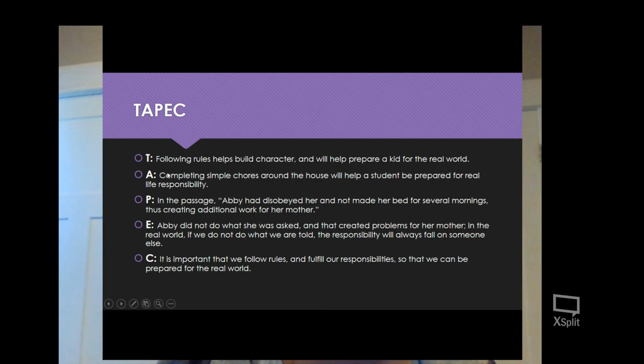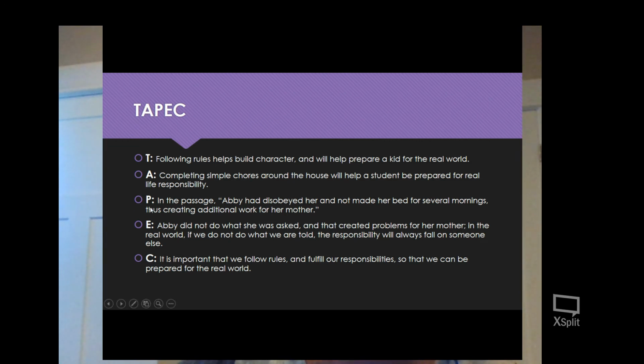So my main idea, right, is following rules helps build character and will help prepare a kid for the real world. Plain and simple. That's my overarching, simple topic. Now here's my assertion. Completing simple chores around the house will help a student be prepared for real life responsibility. That's my opinion about the matter, okay?